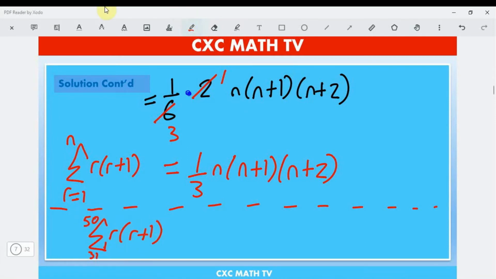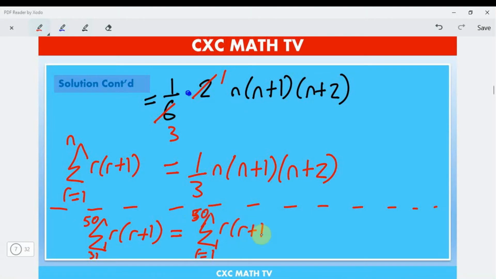Now guys, look at this. The formula gives us from 1 to n, right? We can only use it if we're summing from 1 to n. So look how we're going to do this now. Can't we sum from r equal 1 to 50, my apologies, not 30, 1 to 50, of r times r plus 1 and then subtract the sum from r equal 1 to 30? Think about it. Makes sense, right?